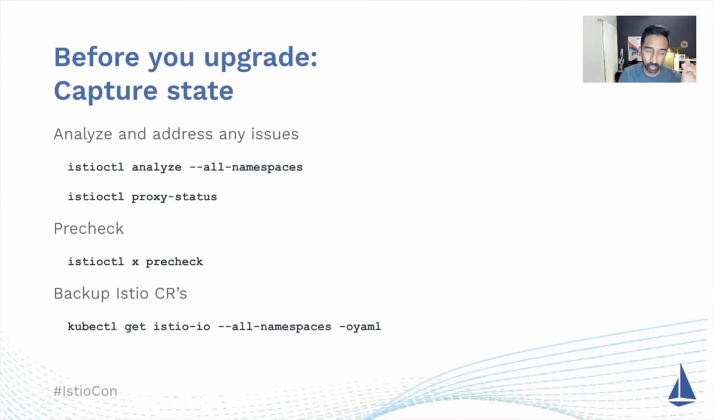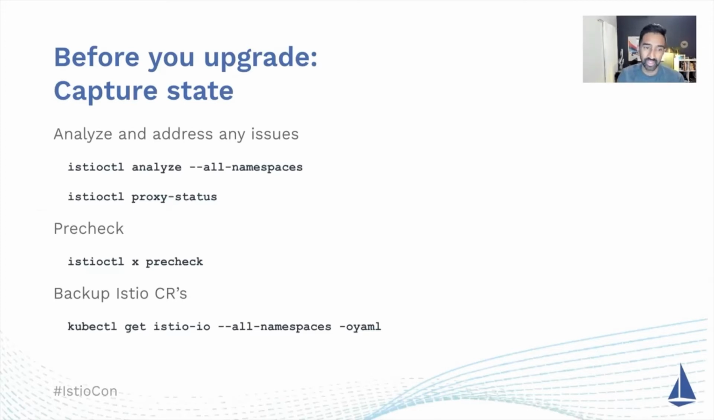So once you're at that point, you've fixed all your Istio configurations and everything's working well, back up all of your Istio CRs. You can do kubectl get istio-io, which is a very convenient way to grab all of the Istio CRs, and then run this command and output it to a file. Now you might be thinking, I already have all of my Istio CRs in my source control, and I use a CI/CD pipeline to apply them. Why do I need to do this backup?